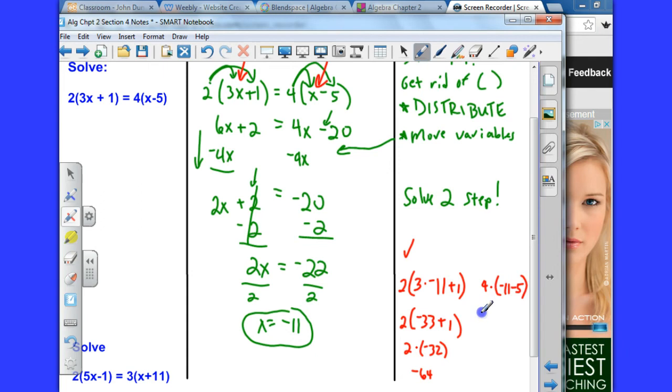Negative 11 minus 5. That is negative 16. And guess what? 4 times negative 16, negative 64. You did it. Another check, another success. Again, there is your solution. All right, this is part 1 to this section. I'm going to stop it right here and start my next video, and you can pick it up in a minute.